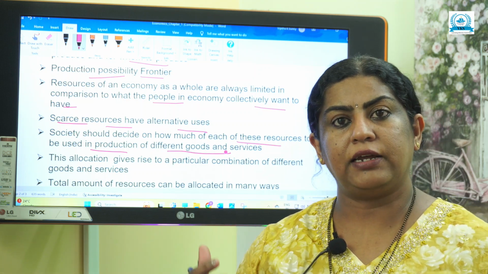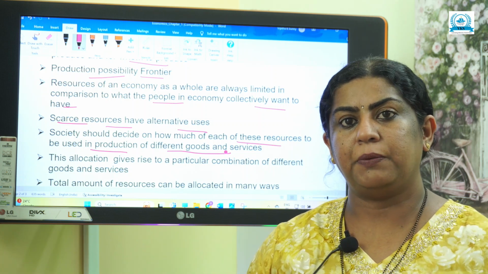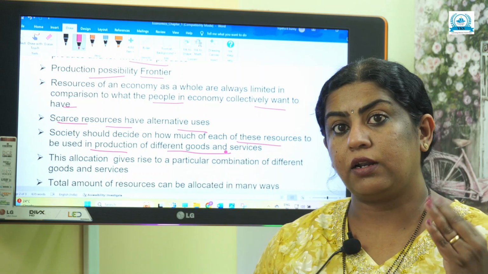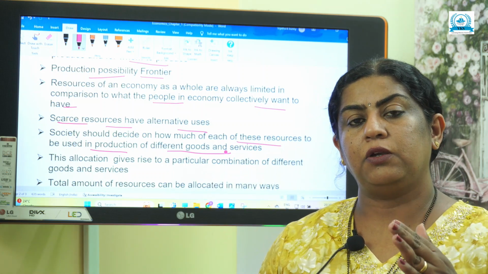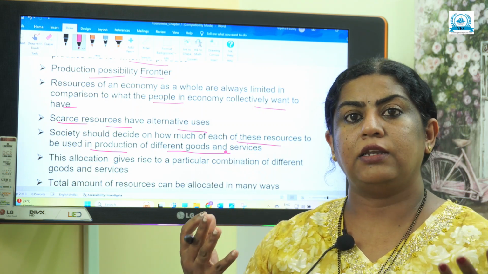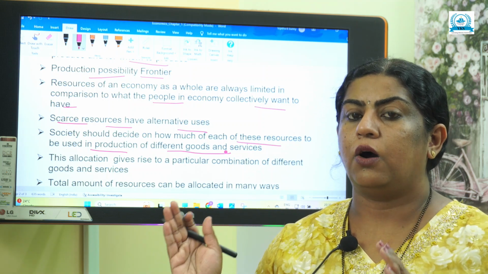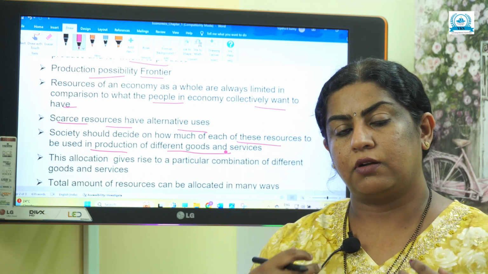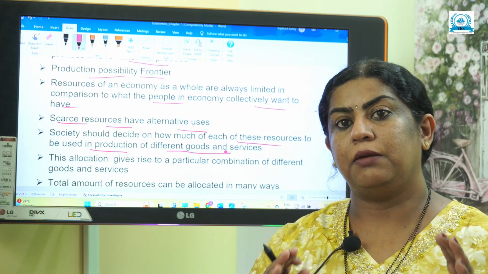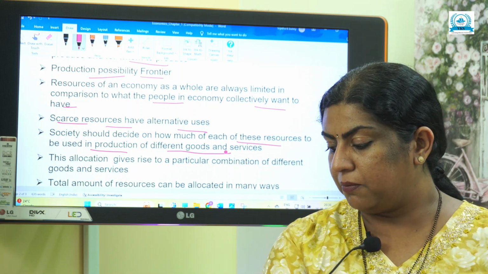For example, we have electricity. Electricity can be used for the production of different things, for different purposes. So that resource has different, alternative uses. So whether it should be used for the production of one thing or for the production of another, that also comes as a problem of choice, because the resources have alternative uses. So our resources are limited, our needs are unlimited, and these limited resources have alternative uses. So there again comes the problem of choice.